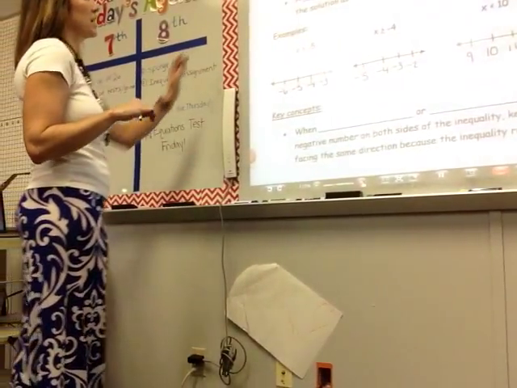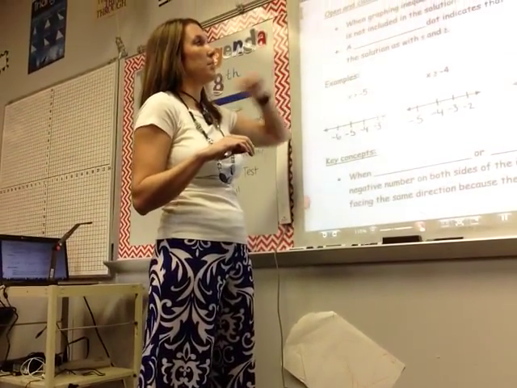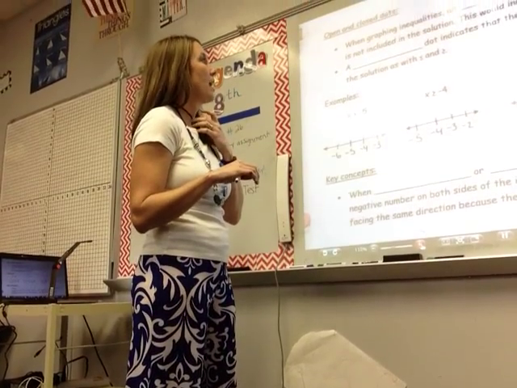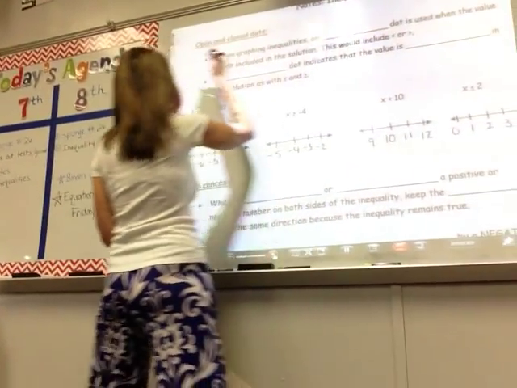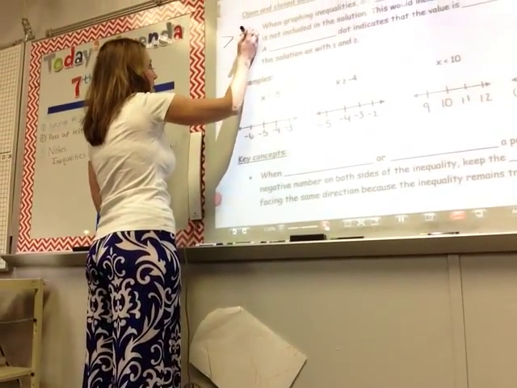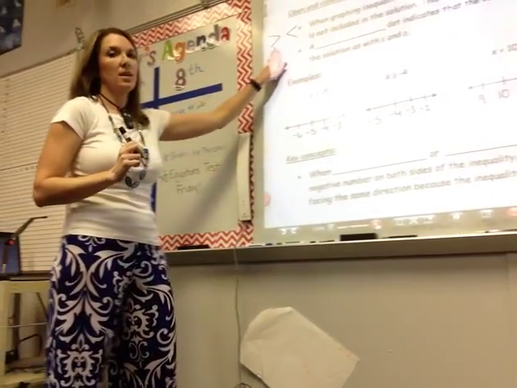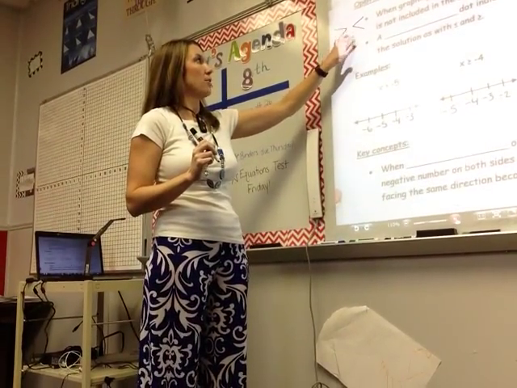On the first blank, it says when graphing inequalities, a blank dot is used when the value is not included in the situation. Open. So it's talking about less than and greater than. I want you to come out to the side over here and write your less than and greater than sign.